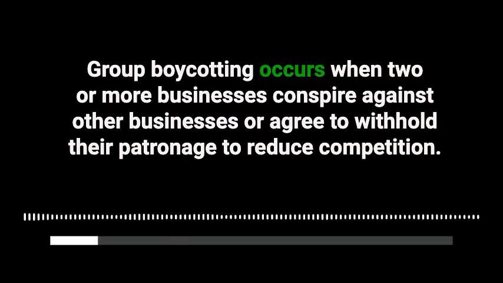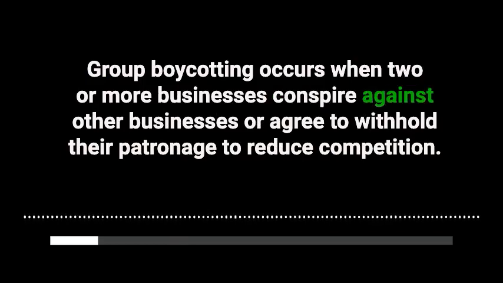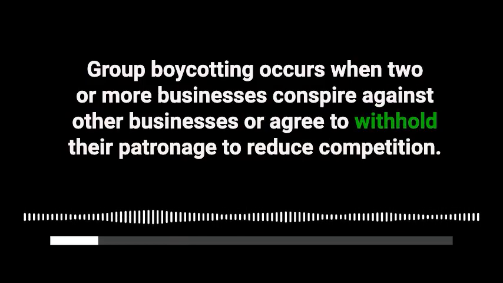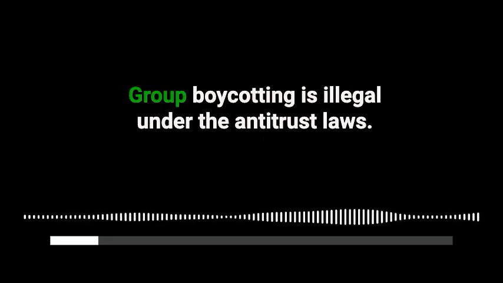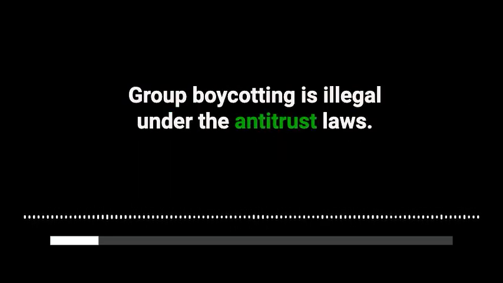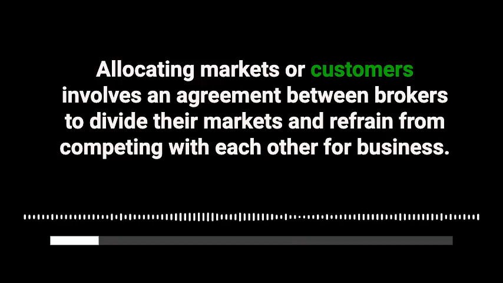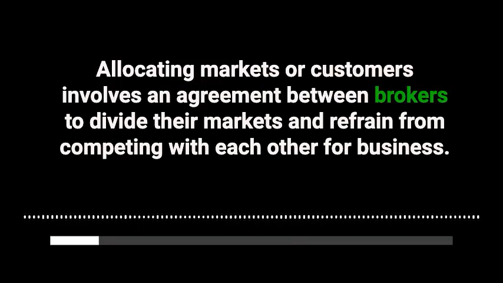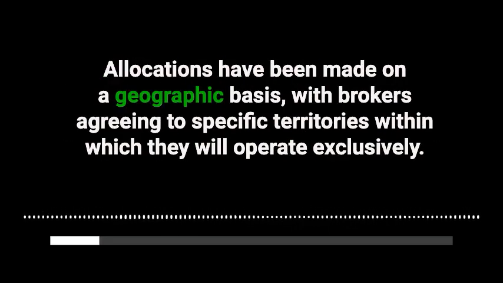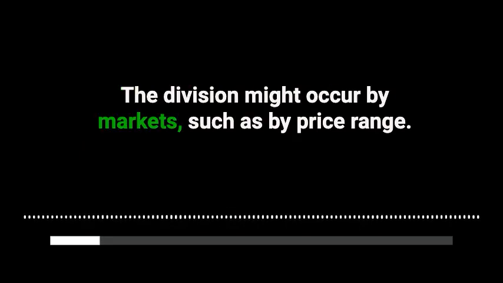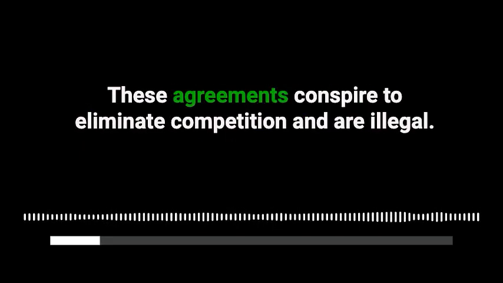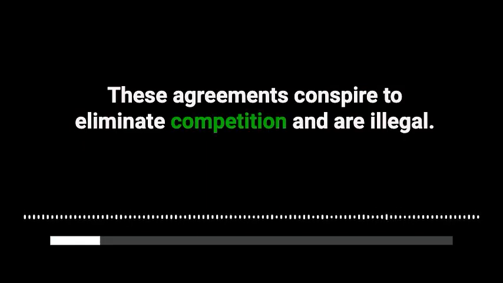Group boycotting occurs when two or more businesses conspire against other businesses or agree to withhold their patronage to reduce competition. Group boycotting is illegal under the antitrust laws. Allocating markets or customers involves an agreement between brokers to divide their markets and refrain from competing with each other for business. Allocations have been made on a geographic basis, with brokers agreeing to specific territories within which they will operate exclusively. The division might occur by markets, such as by price range. These agreements conspire to eliminate competition and are illegal.